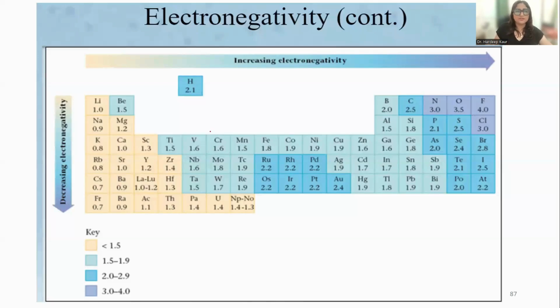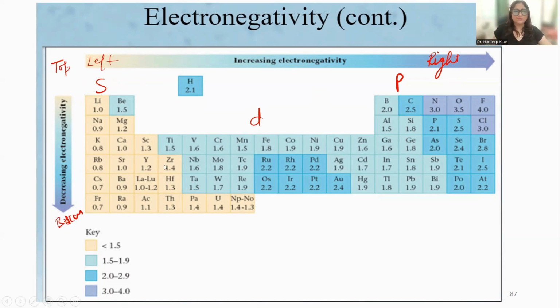Here you can check the periodic table: this is the s block element, this is the p block element, and so on. When you go from left to right, electronegativity increases and size decreases. But when you go from top to bottom, electronegativity decreases as size increases.